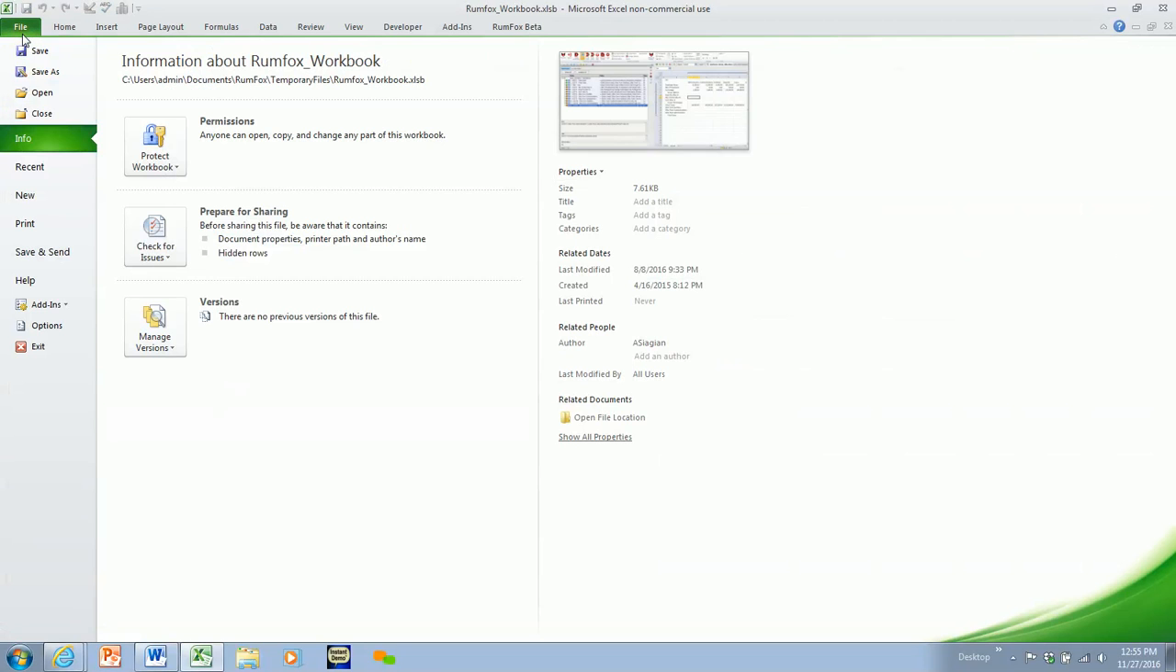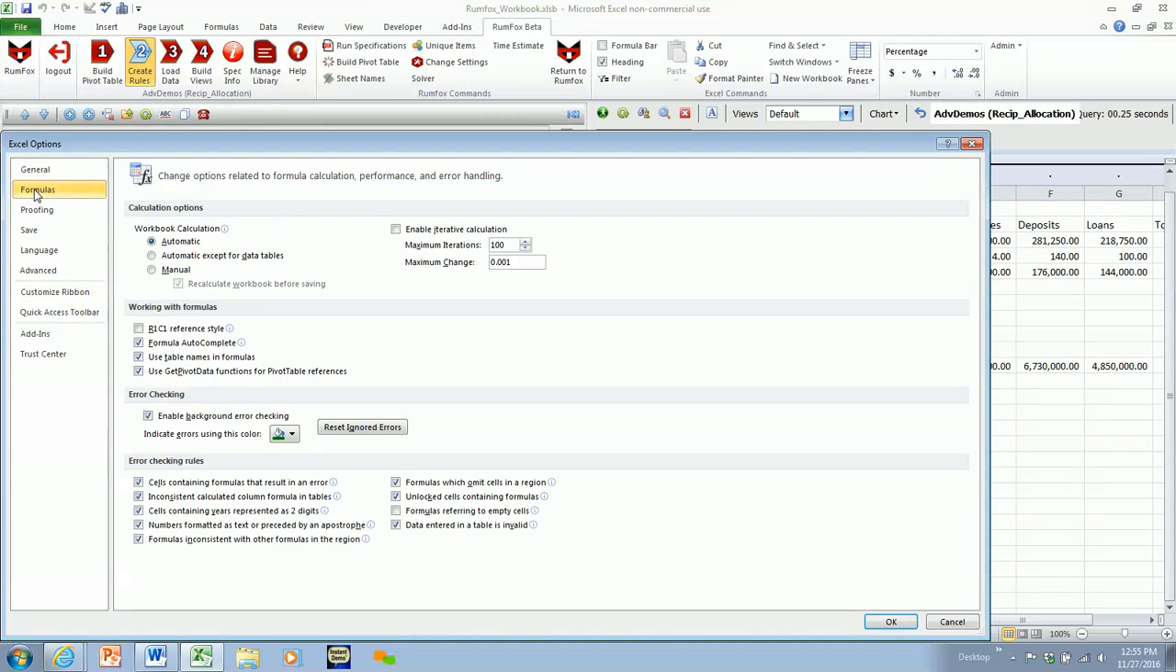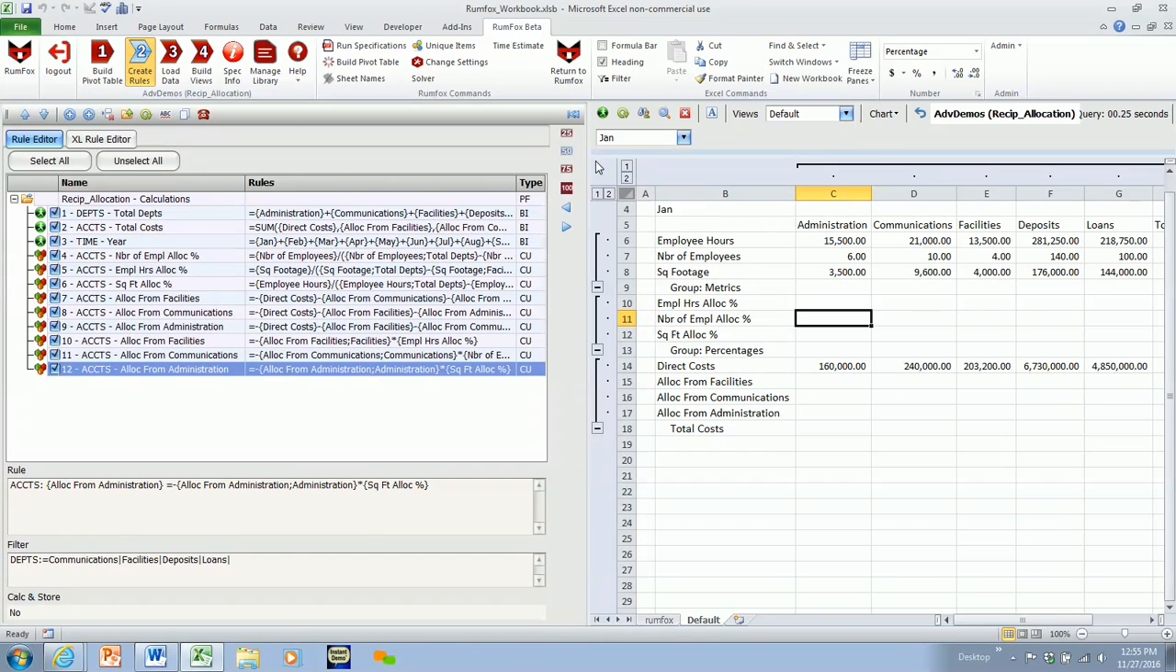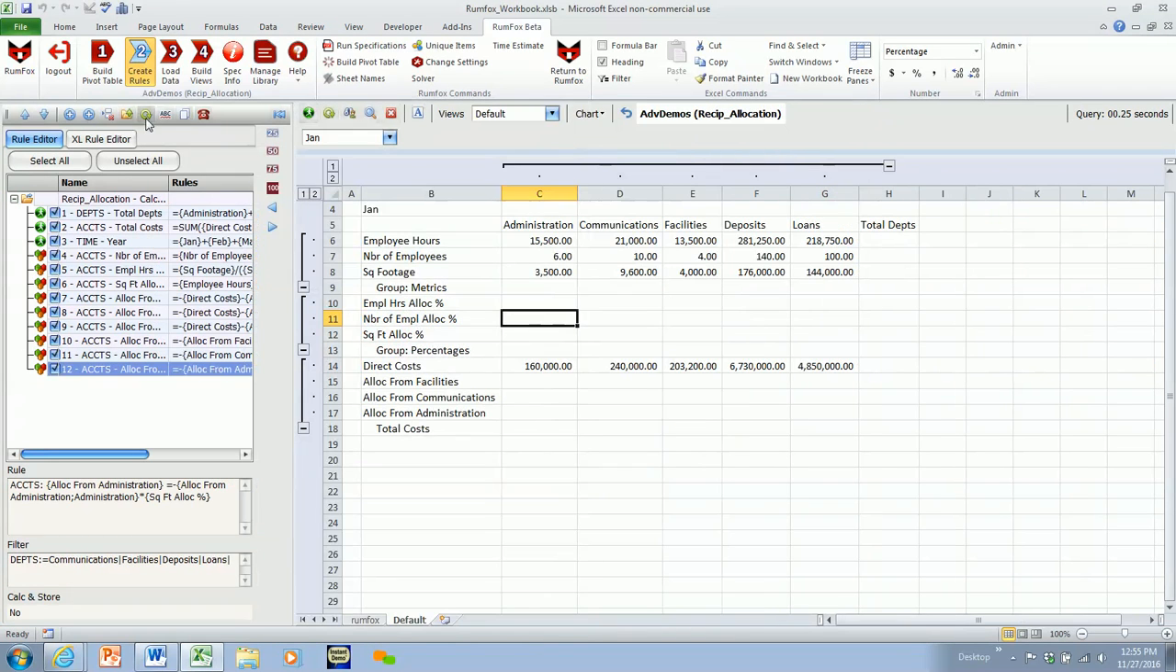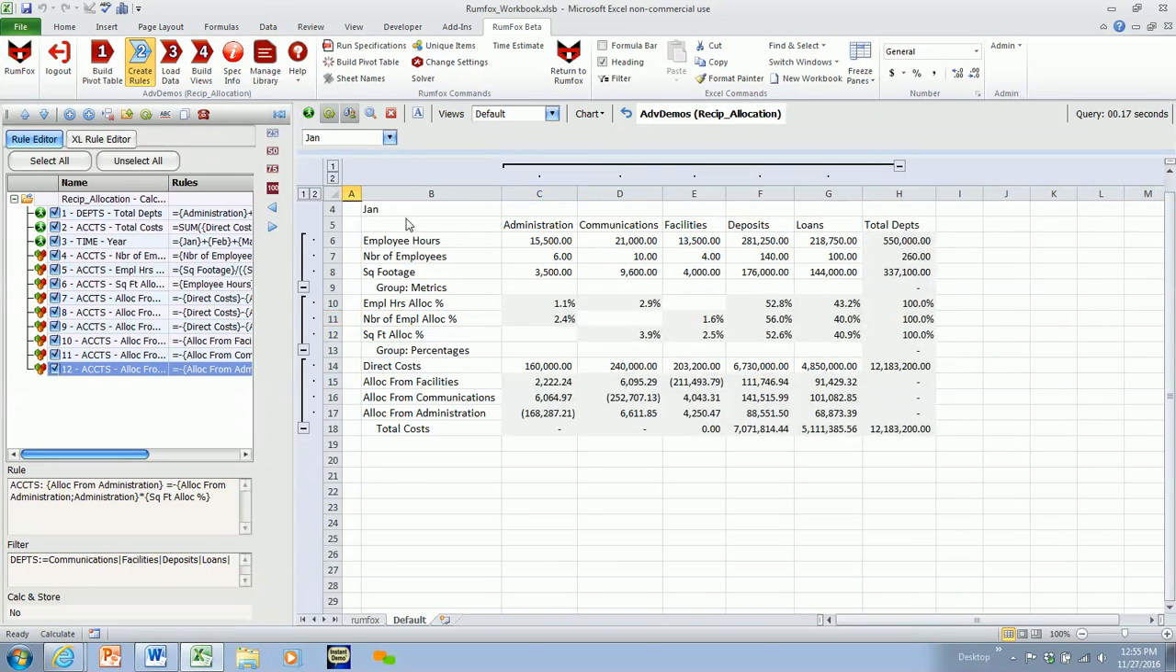So before we run this, let's go over to the Excel options, and there's a capability under formulas to enable iterative calculations. And what this does is it gives Excel the power to do simultaneous equations. And now we're going to go ahead and run our rules with this on to solve our problem here. And now as we refresh, we see the allocation take place across all the different departments, netting out to 0.